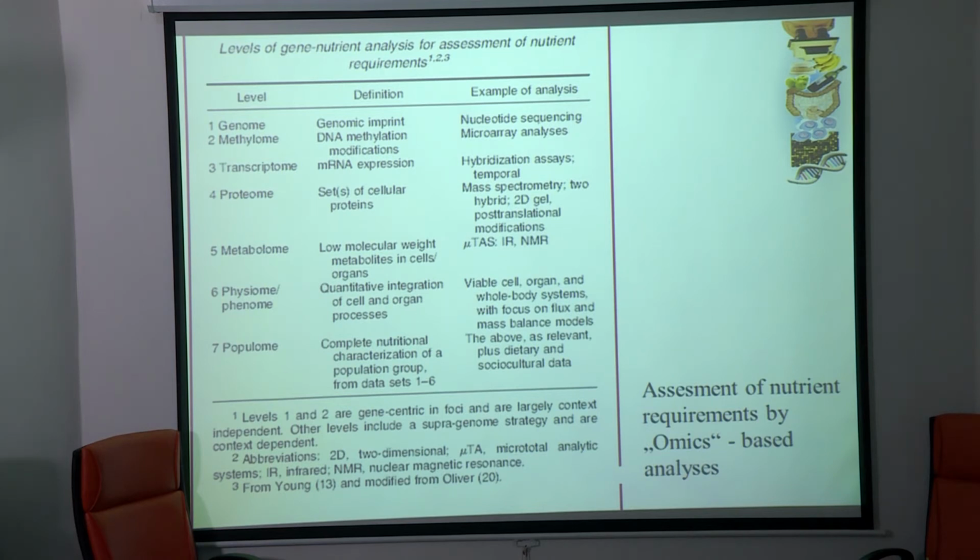Now, we've already seen that there are various levels at which the nutrients are going to impact the cell. And the levels of gene-nutrient analysis for assessment of nutrient requirements can be at all these levels. The first two levels are absolutely context independent, whereas transcriptome, proteome, metabolome, physiome, phenome, and so on are context driven ones. And there are different kinds of analysis which can be applied at all these levels in order to assess the nutrient requirement.